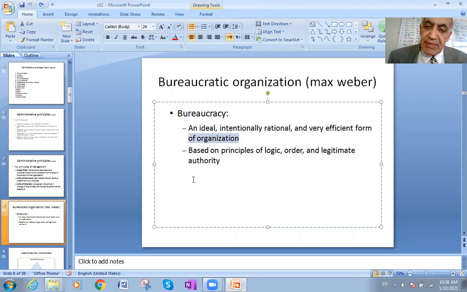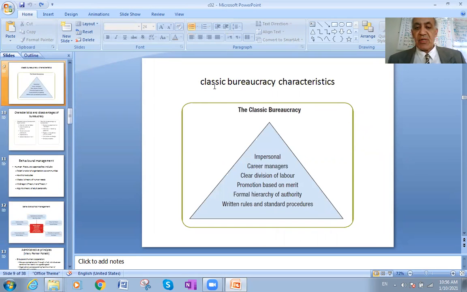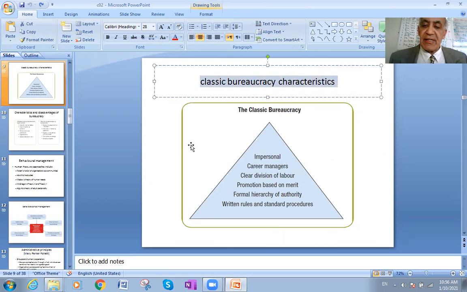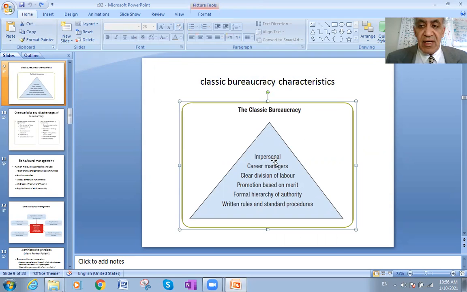Some people call the bureaucracy of Max Weber red tape. Actually, it's based on very logical principles of order and authority. What did he say in his bureaucratic model? It is based on being impersonal, meaning no persons. I'm not going to the job because I'm writing my name and that's it. If I'm absent, that doesn't mean everyone is confused. No, the job is not private to me. Career managers, clear division of labor. The division of labor is very important. You know what you are doing. You are doing this job. Tomorrow I can't just say, come work in this part.